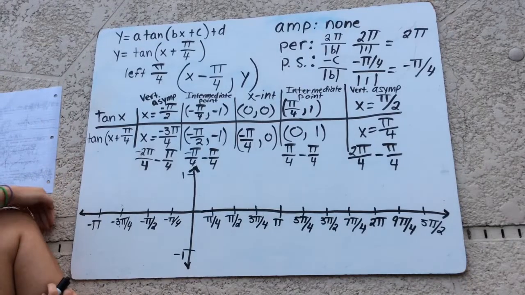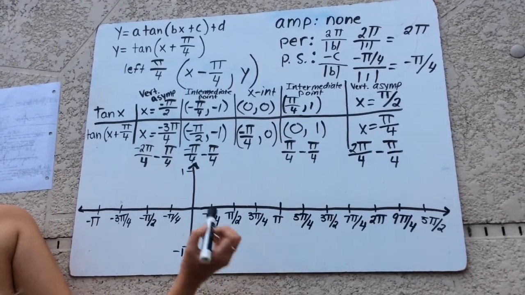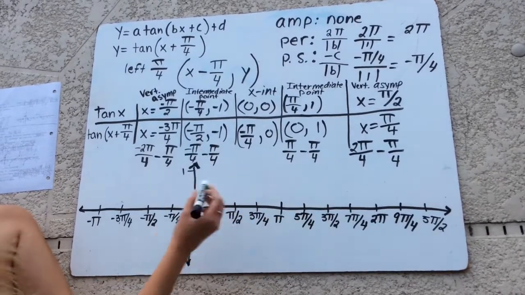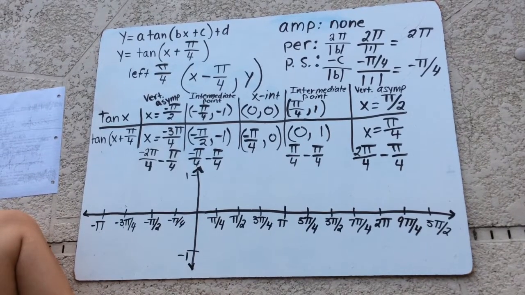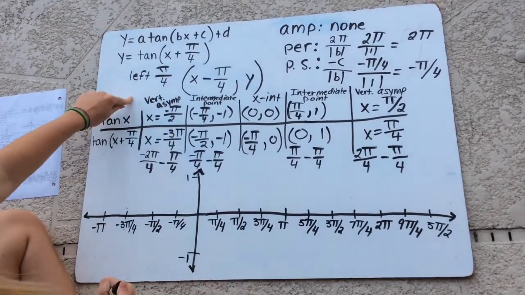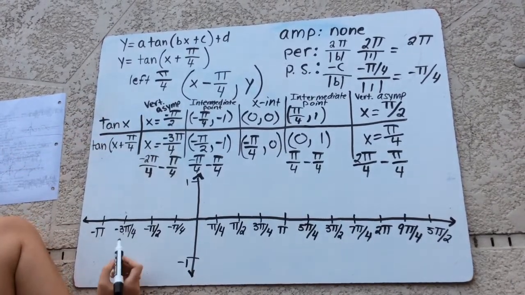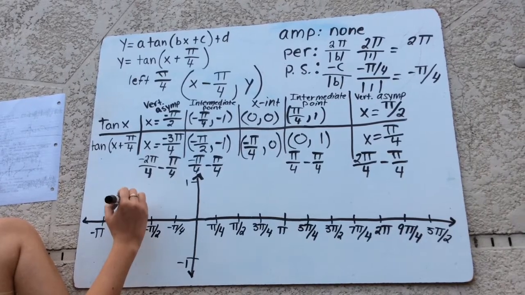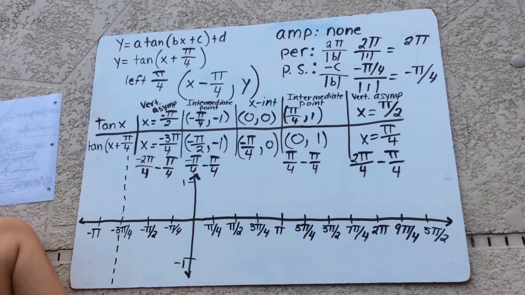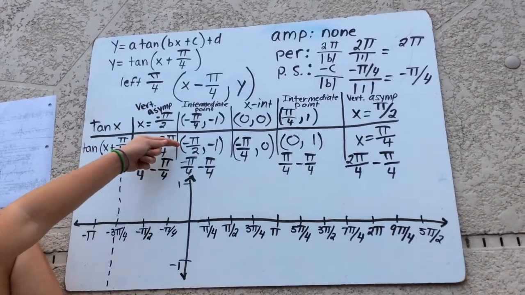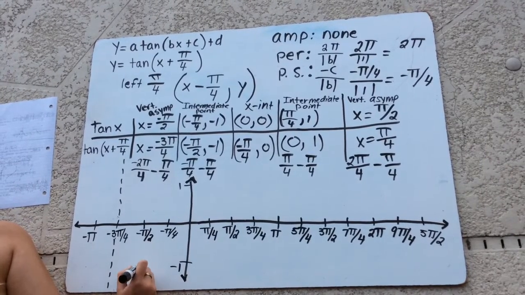I have drawn a coordinate plane here going by increments of pi over 4 because it will be easier to graph our points. On the y-axis, I've just gone by increments of 1. We will first begin with our vertical asymptote, x equals negative 3 pi over 4. So we go to negative 3 pi over 4 and draw a dashed line representing the vertical asymptote. We will then go to our first intermediate point, negative pi over 2, negative 1.